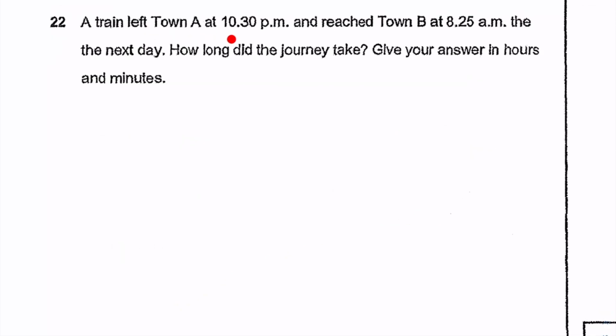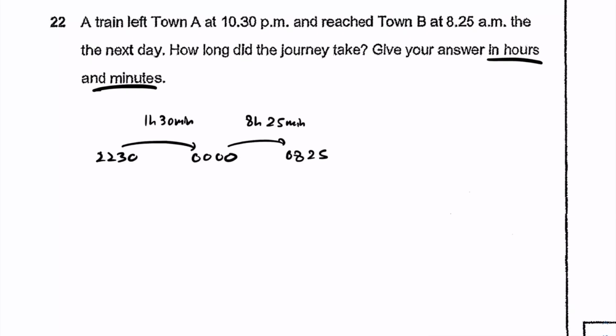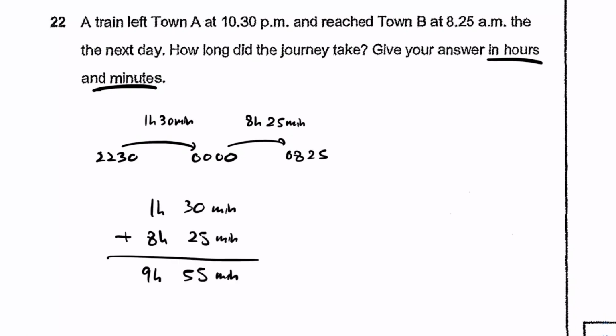A train left A at 10:30 p.m. and reached B at the next morning, 8:25 a.m. So how long did the journey take in hours and minutes? So let's make sure we underline the special requirement. We need to express in hours and minutes. So let's have the timeline here. In 24-hour timing, that's 22:30. Well, to get to midnight, that's an hour and a half. And then to get to 8:25, that's 8 hours and 25 minutes exactly. So let's sum up the duration there. So that's 9 hours and 55 minutes.